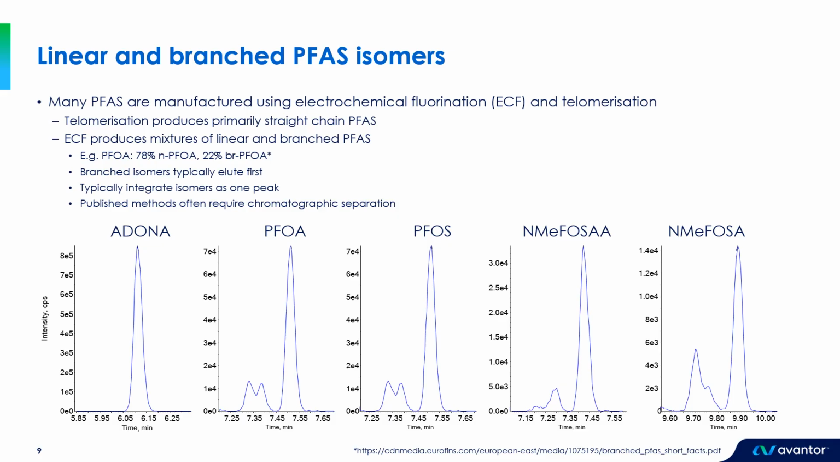One important point to note is that for many methods, so for example, EPA methods, we actually integrate all the isomers as a single peak. So it will be important to verify that integration parameters used within the data acquisition software achieve this, unless, of course, you wish to separately quantify and study those different isomers.